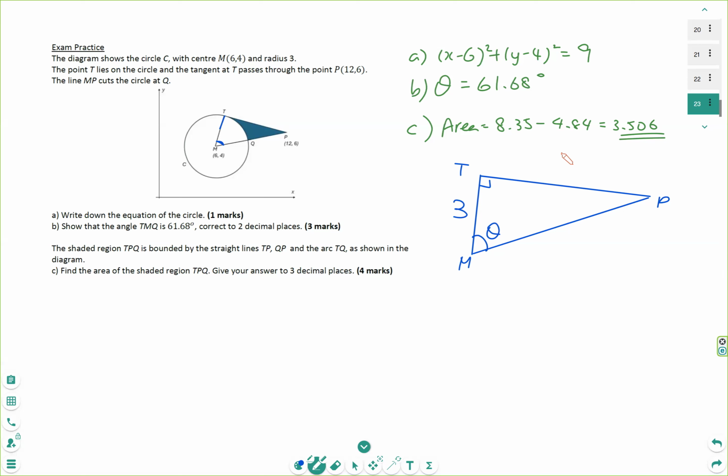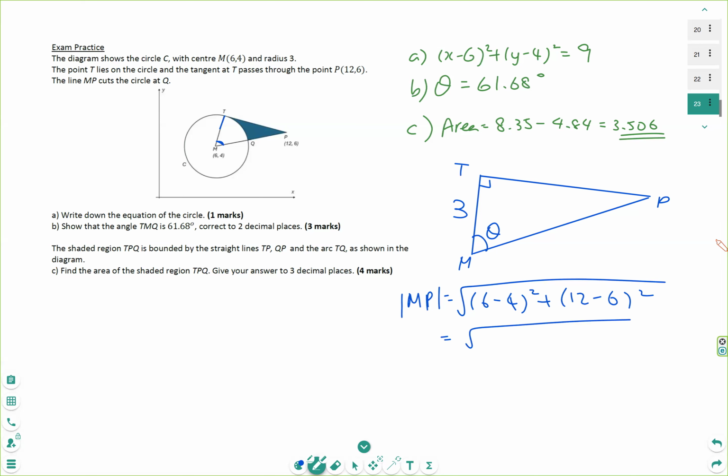So what about MP? Well, we can work out the distance of MP. The MP distance equals the square root. We've got the coordinates of M and P, so we can use the coordinates. I can do 6 minus 4 squared plus 12 minus 6 squared, which equals 2. Put it in the calculator, you should get 2 root 10. Therefore, this goes in here, 2 root 10.